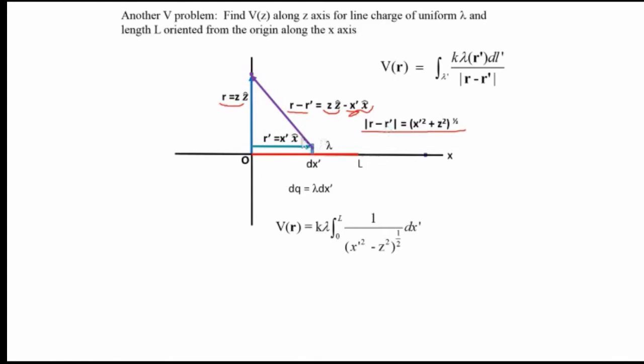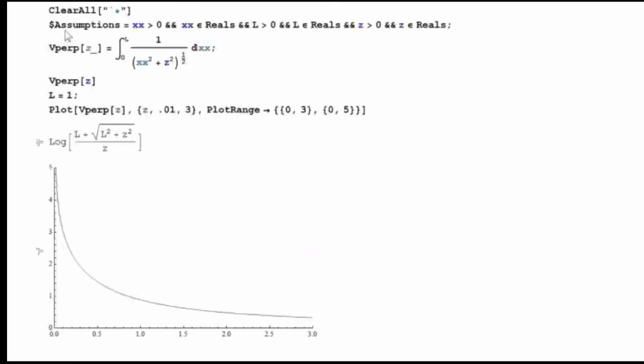That's this distance right here from the dq. We put this here, lambda is a constant. We integrate along the x-axis here. So therefore the dx prime represents this element here. We have our k lambda out in front, and we have the integral of dx prime with 1 over this quantity right here. So if we look at the integral, here it is, the same integral that we just had. I used xx for x prime because x prime means to take the derivative of x. And I call this V perp because it's perpendicular to the line in the z direction.